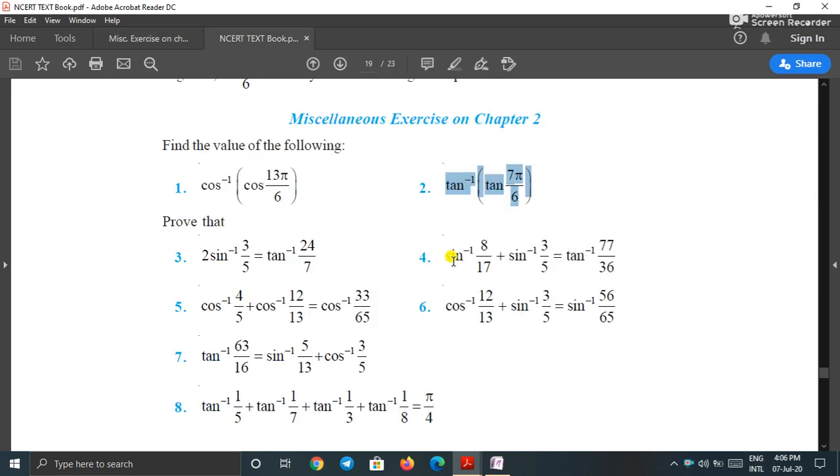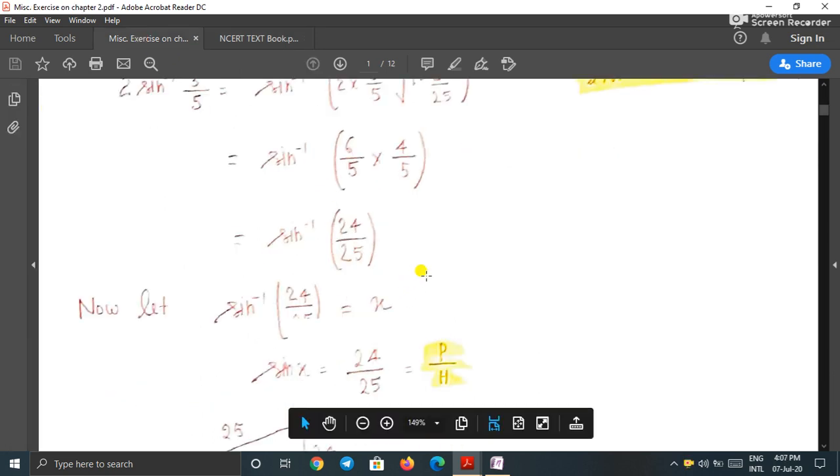Problem number 4. Sine inverse 8 upon 17 plus sine inverse 3 upon 5 equals tan inverse 77 upon 36. This type of problem can be solved in two ways. Let us see the first method to solve this problem.